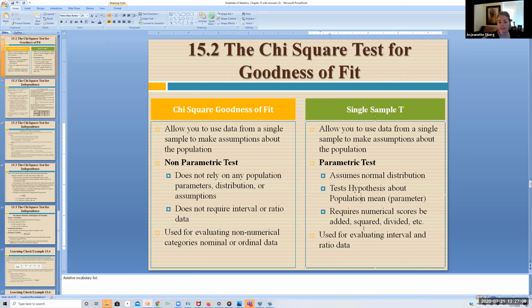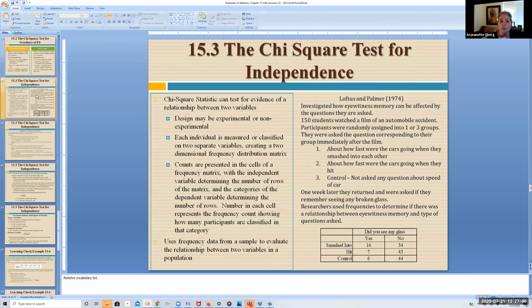And a single sample t is a parametric statistic. It does make assumptions about parameters or rely on parameters in terms of knowing something about the population. It does assume that the population is a normal distribution, and then we are manipulating the scores. Specifically, we're calculating means and variances and manipulating that data within our formula. So we are very much using scale data versus over here in a chi-square, just using frequency data, okay? Okay. So now let's look at a chi-square test for independence.